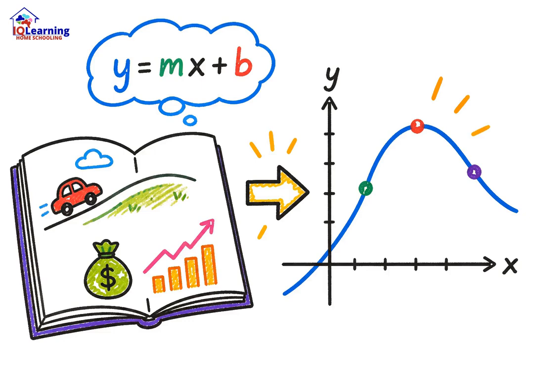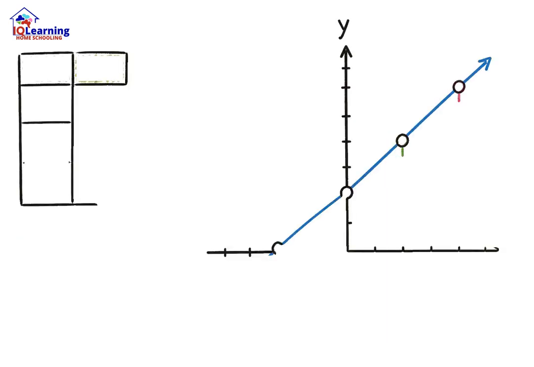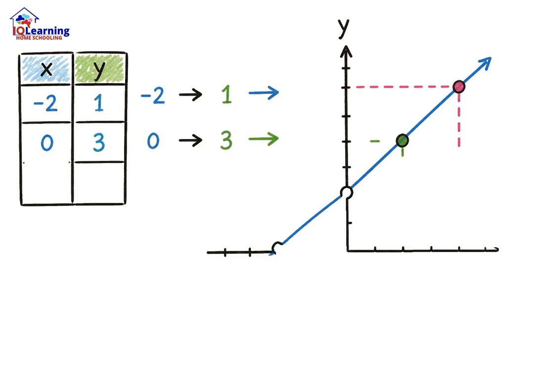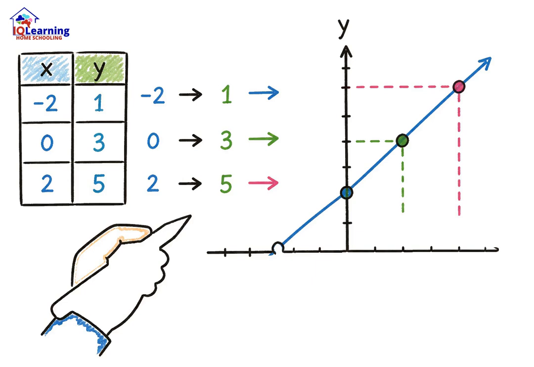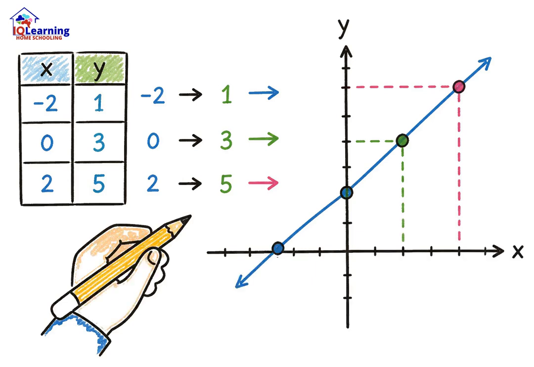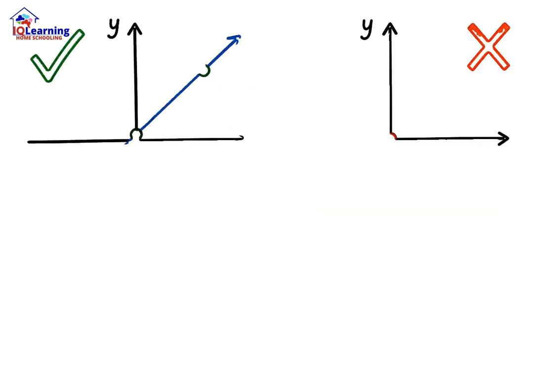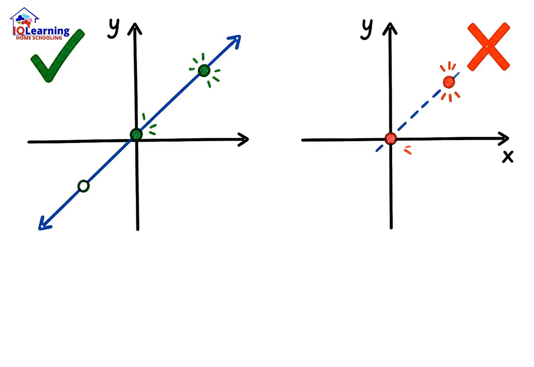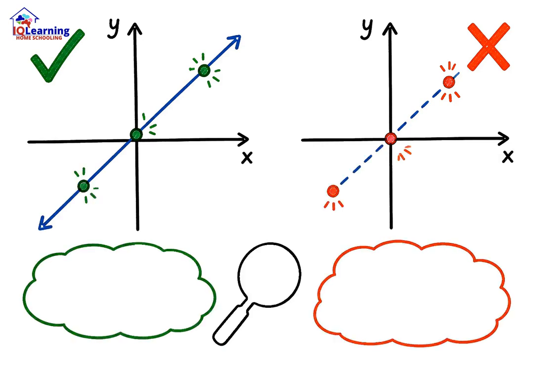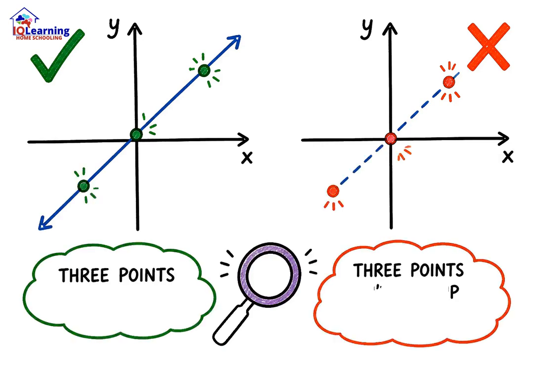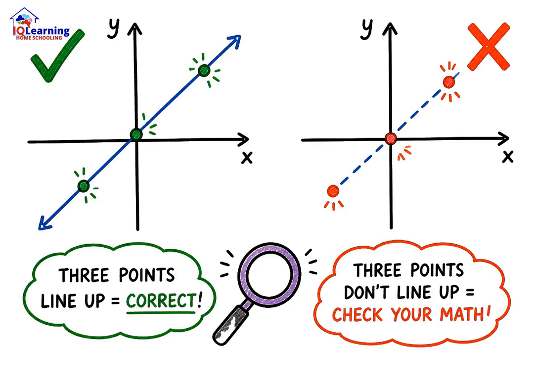Let's draw the picture. The most reliable way to draw any line is the table of values method. Think of it as building a foundation. You choose 3 simple values for x, substitute them into your equation to find their matching y partners, and plot those 3 points. Why 3? It's your secret error catcher. 2 points will always make a line, even if one is wrong. But if your 3 points don't line up perfectly, you know you've made a calculation mistake.